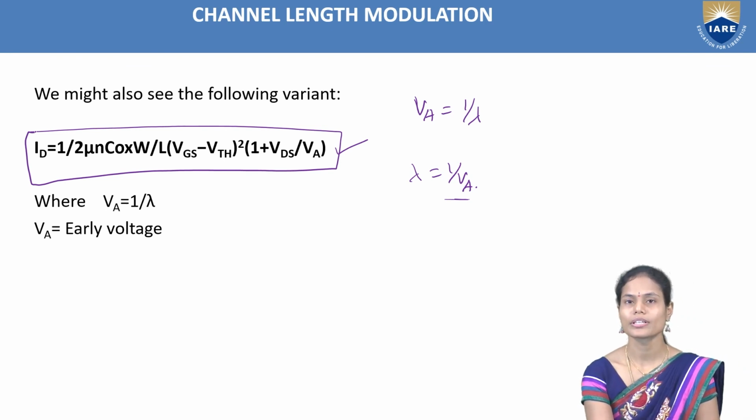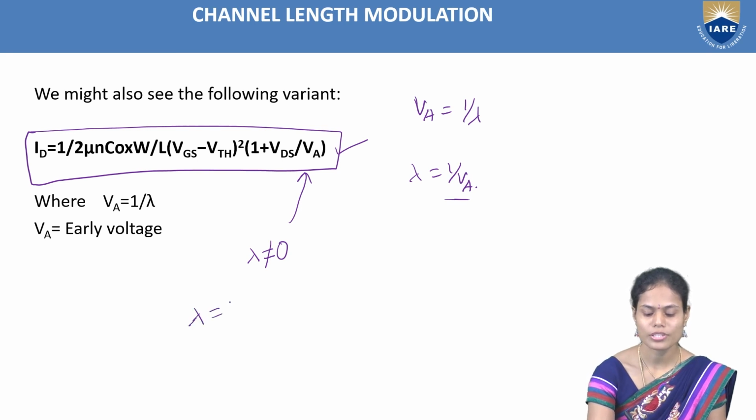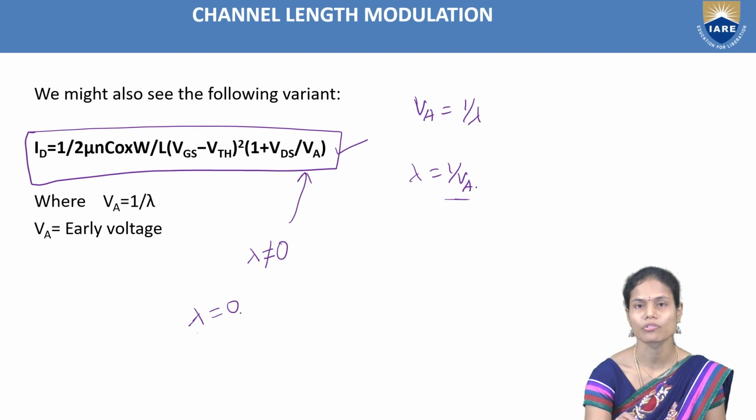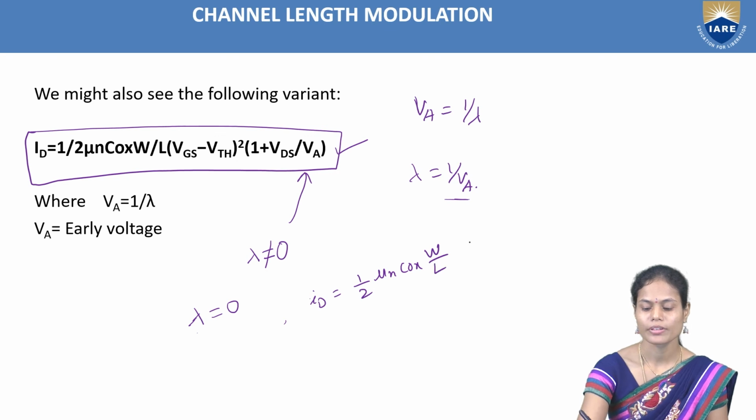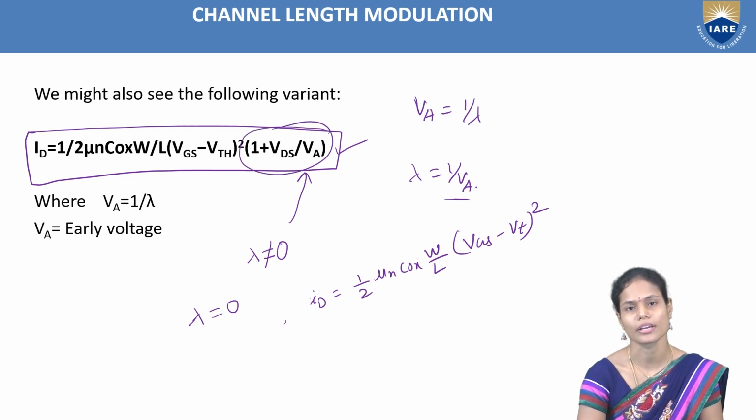So here we are able to get both the currents. If you consider the channel length modulation, in that case the lambda value is not equal to 0, and we will get this particular equation. If you are not going to consider the channel length modulation, in that case lambda equals 0. If lambda equals 0, we will get the current as 1 by 2 mu n COX W by L VGS minus VT whole square. So we will not get this particular term if you are not considering the channel length modulation effect.